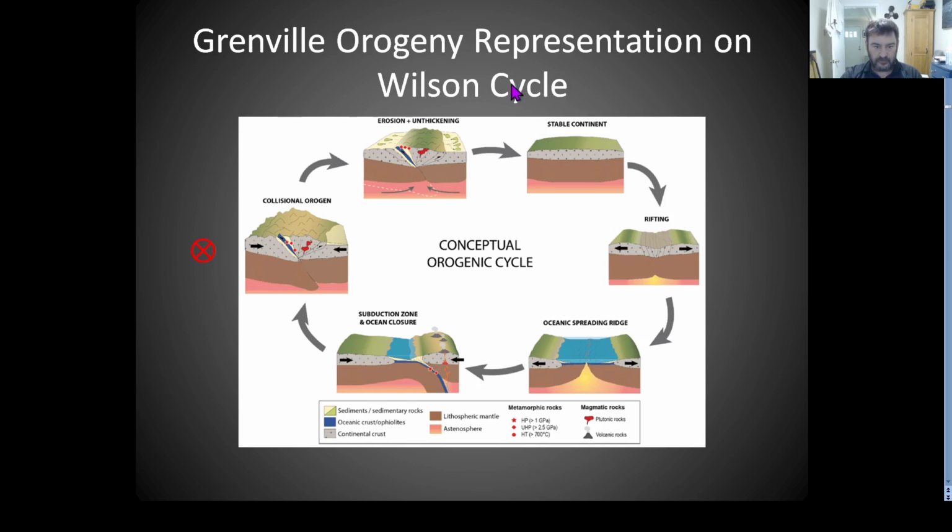So, the Grenville orogeny representation on the Wilson cycle. We put it here. The Grenville orogeny is a continent-continent collision, and in its heyday, it was as big as the Appalachians. Right now we're here. This is the Atlantic Ocean spreading.